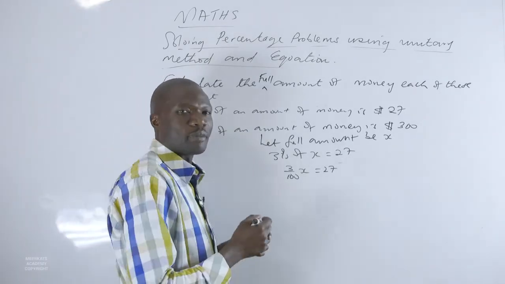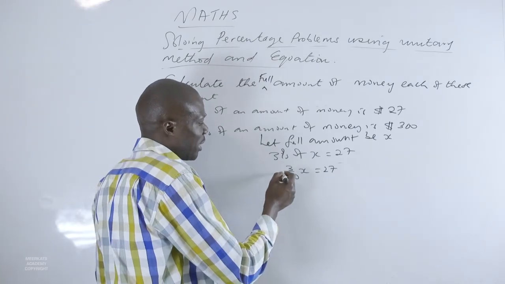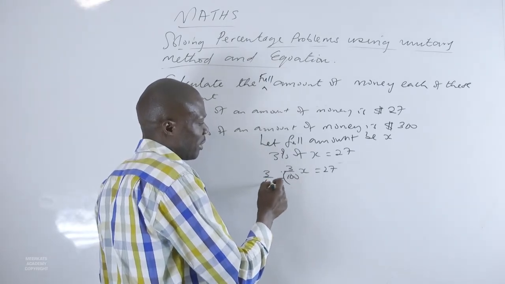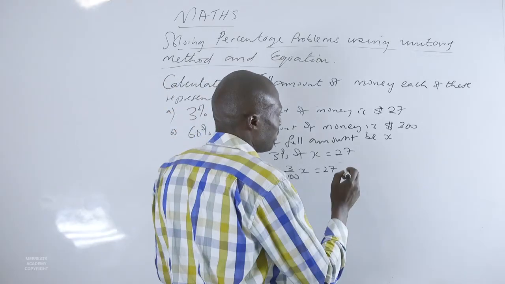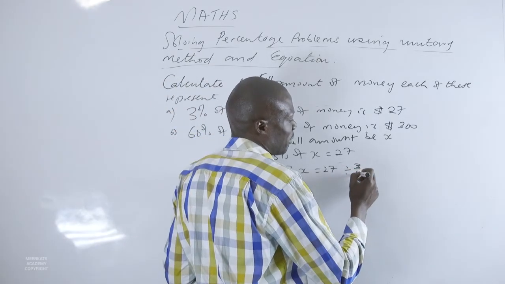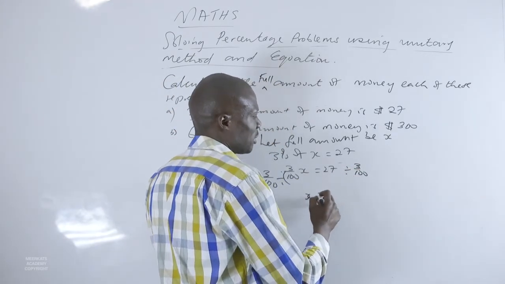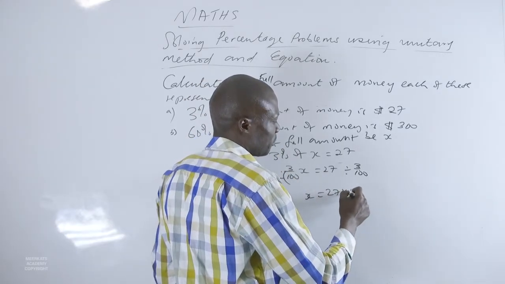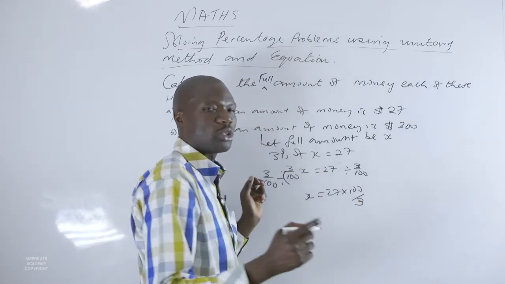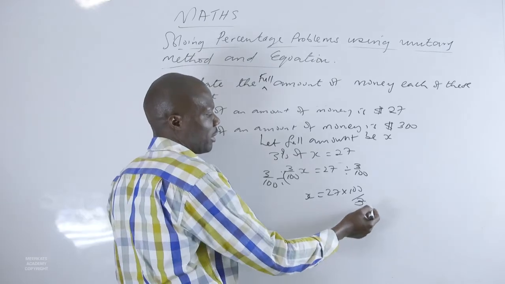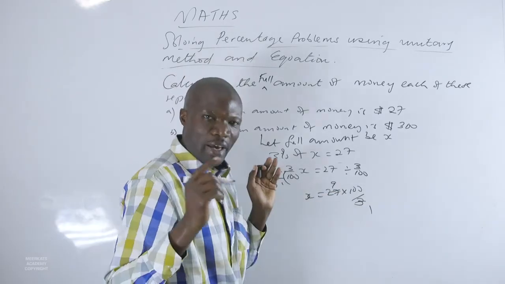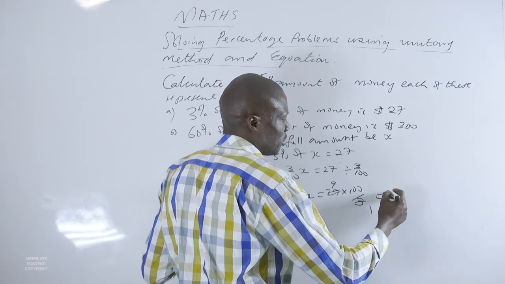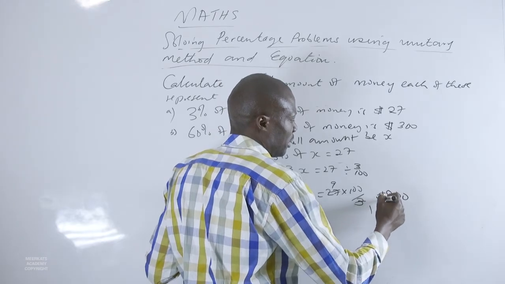Therefore, divide this side by 3/100, and divide this side by 3/100. You remain with X equals 27 multiplied by the reciprocal, which is 100/3. 3 into 27 is 9, so X, which represents the full amount, is equal to $900.